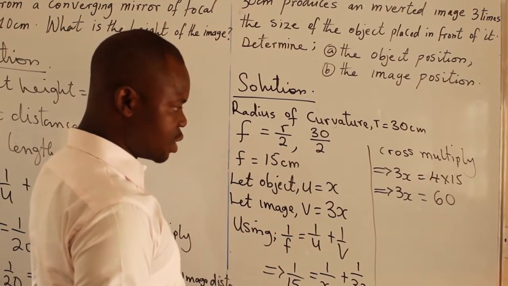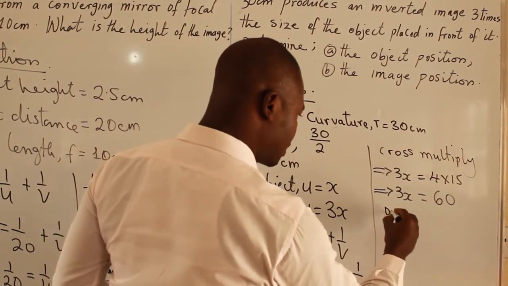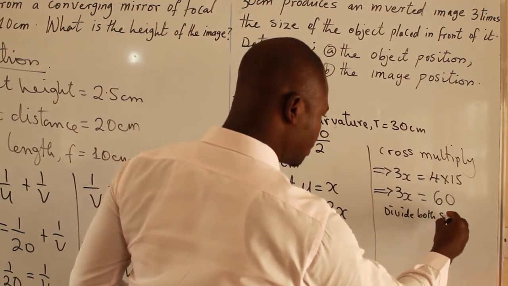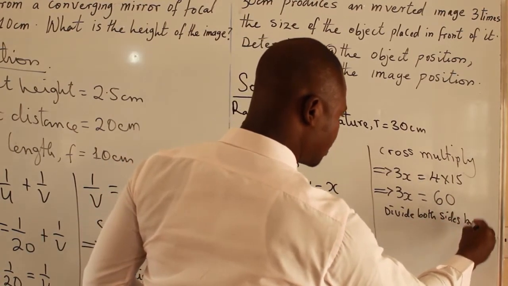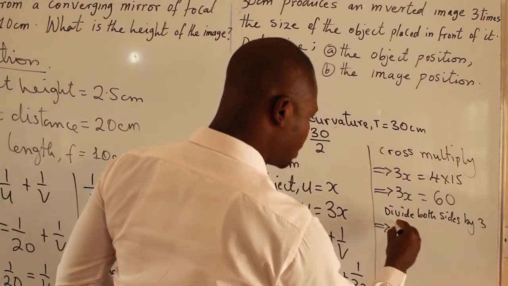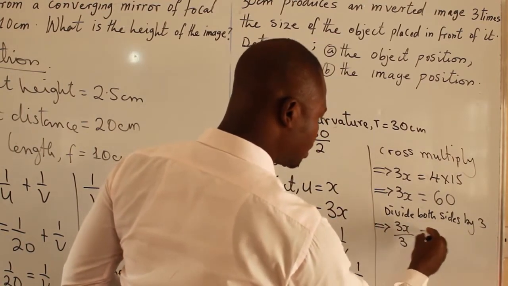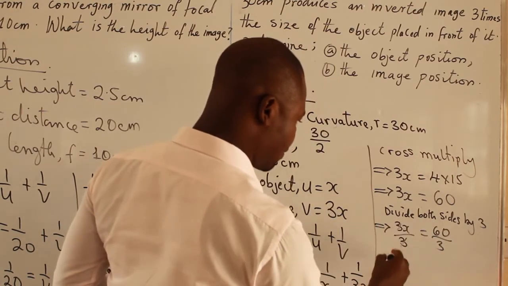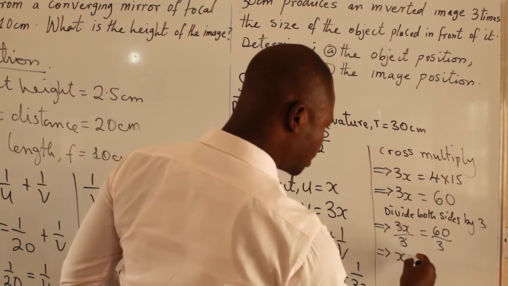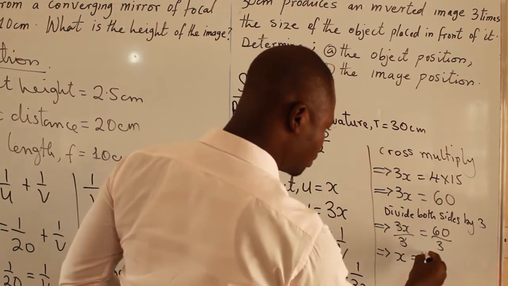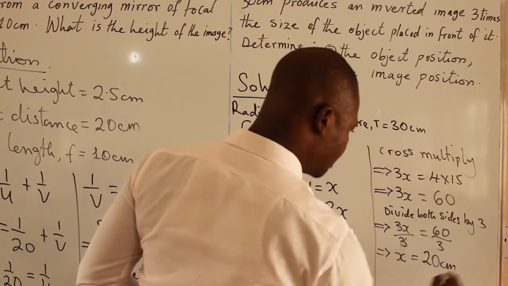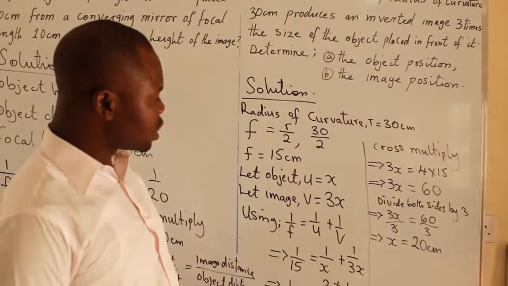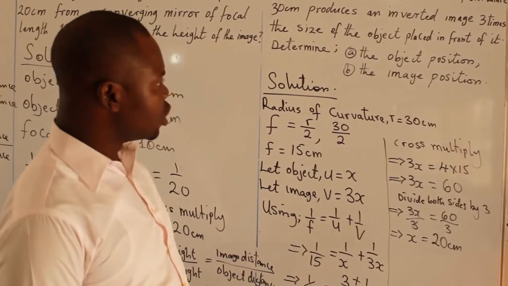Divide both sides by 3. So you have 3x over 3 equals 60 over 3. So 3 cancels 3. You now have your x equals 60 divided by 3. You have 20 cm. So if x, which is the object, equals 20, then what is v, the image?